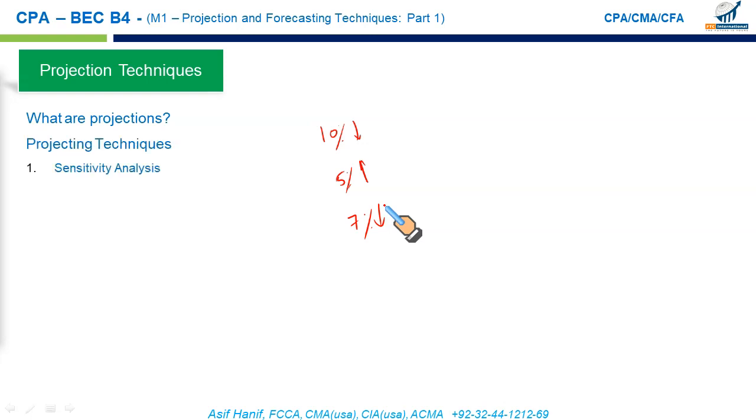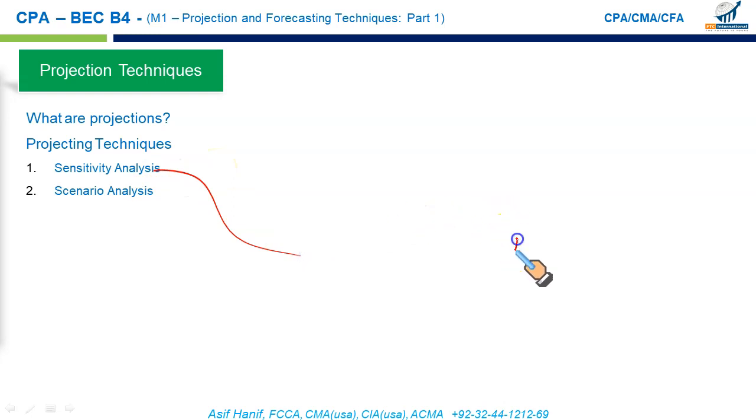So there are two types of projecting techniques we'll be discussing: sensitivity analysis and scenario analysis. Let us discuss these one by one. As I said, sensitivity analysis and scenario analysis, they are multiple what ifs. Let us discuss sensitivity. Let's say we want to estimate a net profit of $100,000.